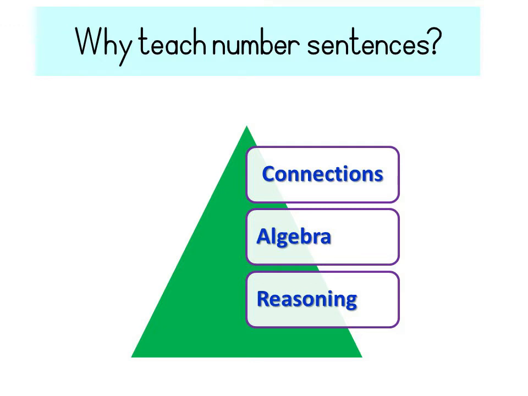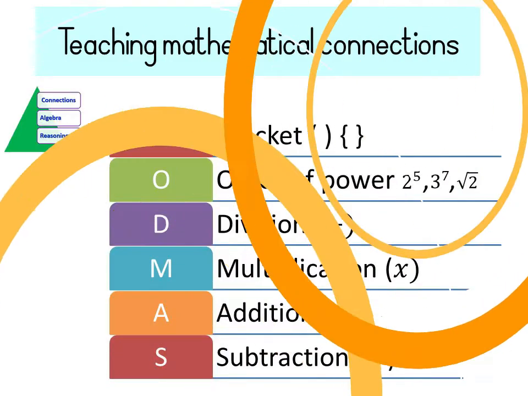Primary school teachers are strongly encouraged to help children become fluent in solving number sentences for several reasons, including: 1. To teach children to learn how mathematical processes work and to see connections between numbers. 2. To introduce children to algebra. And 3. To teach children reasoning skills.